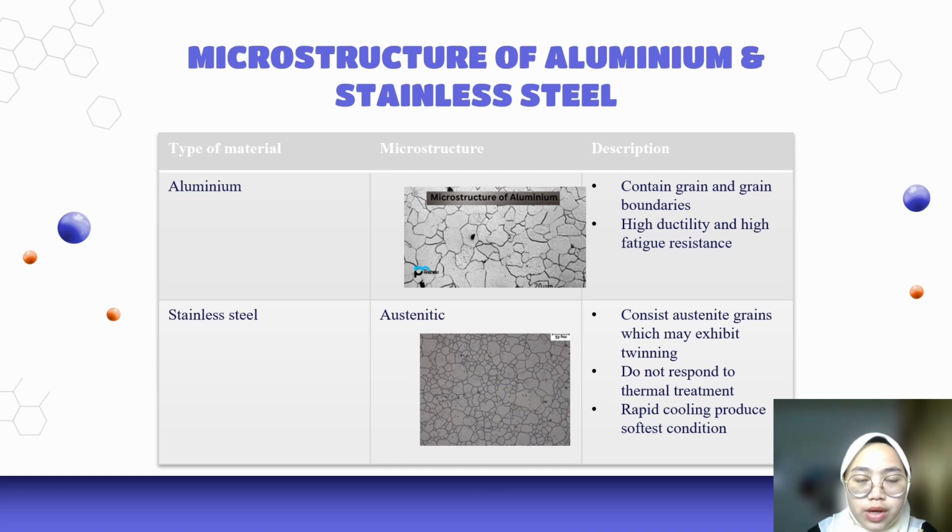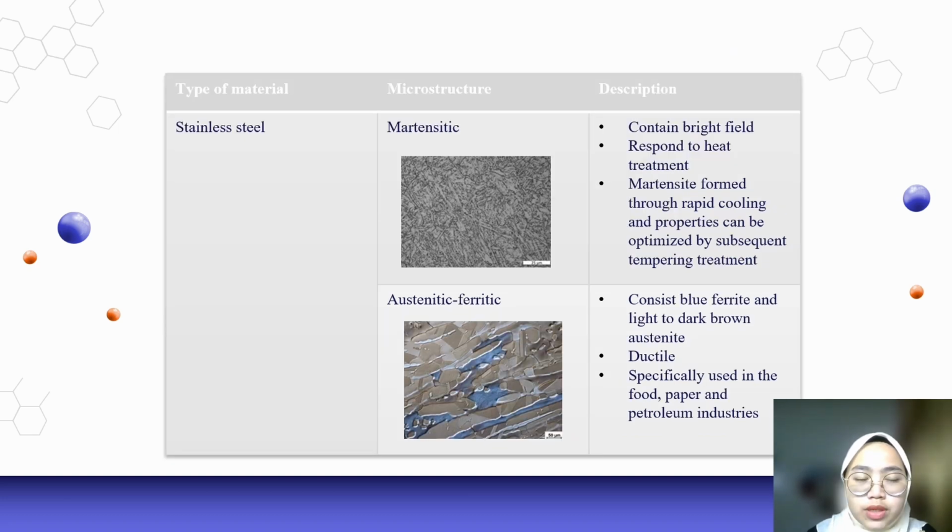For stainless steel, there are 4 types, which are austenitic, martensitic, austenitic-ferritic, and ferritic. Austenitic consists of austenite grains, which may exhibit twinning. The microstructure also does not respond to heat treatment, and rapid cooling will produce the softest condition. For martensitic, it responds to heat treatment. Martensite is formed through rapid cooling, and properties can be modified by using tempering treatment.